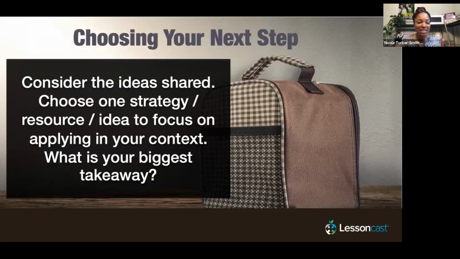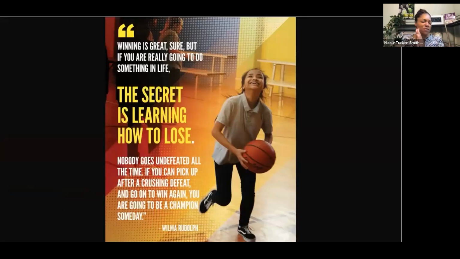And then last but not least, because I love to end on a quote, this is one of my favorite quotes from Wilma Rudolph. I think it is so important when we think about this idea of productive struggle. And this quote says this: winning is great, sure. But if you are really going to do something in life, the secret is learning how to lose. Nobody goes undefeated all the time. If you can pick up after a crushing defeat and go on to win again, you are going to be a champion someday. So thank you everyone for being here today.